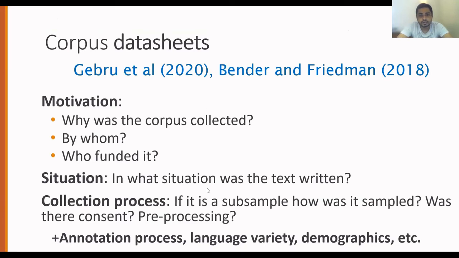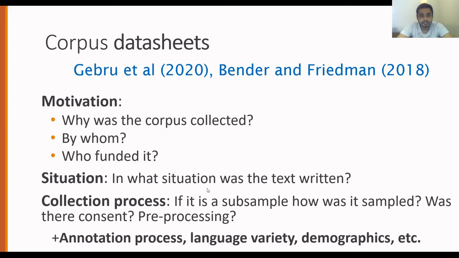the situation, when and in what situation was this text written or spoken. For example, was there a task? Was the language originally spoken conversation, edited text, social media conversation, monologue, or a dialogue? The language variety, what language was the corpus in? Speaker demographics, what was the age, gender of the authors of the text? Collection process, how big is the data? If it is a subsample, how was it sampled? Was the data collected with consent? How was the data pre-processed and what metadata is available?